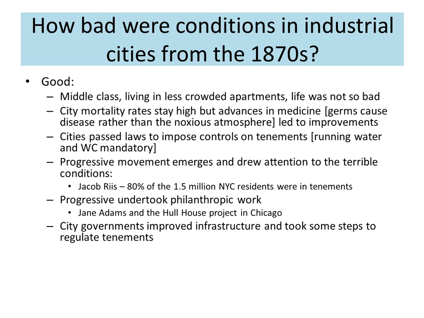The second thing, of course, cities will pass laws to impose controls on tenements. They'll make, for instance, it illegal to have a building without running water, or illegal to have a building without a WC in it. The progressive movement, of course, as I mentioned, will emerge, and it will start to draw attention to the terrible conditions.